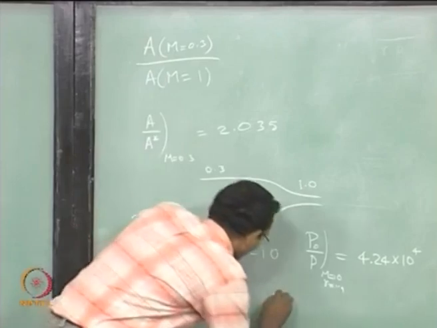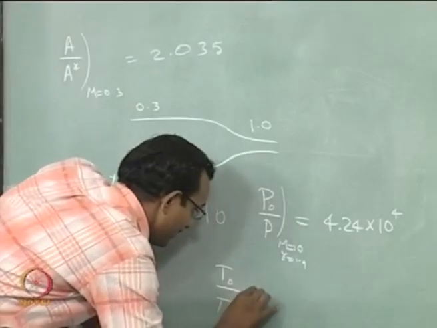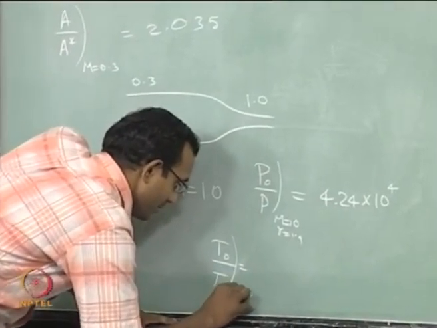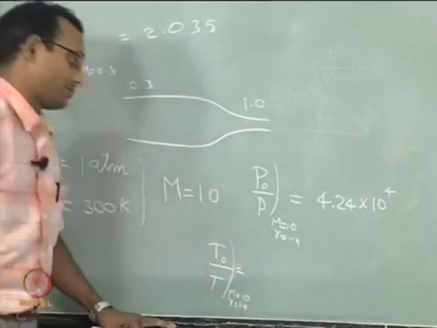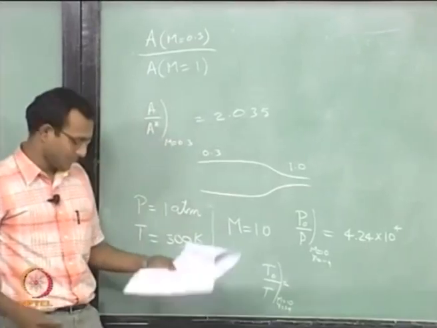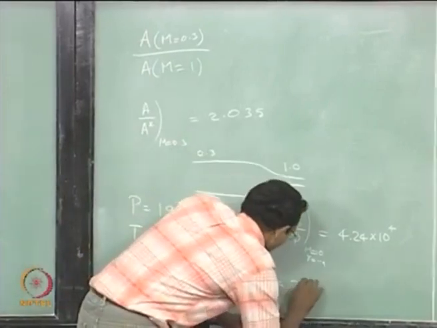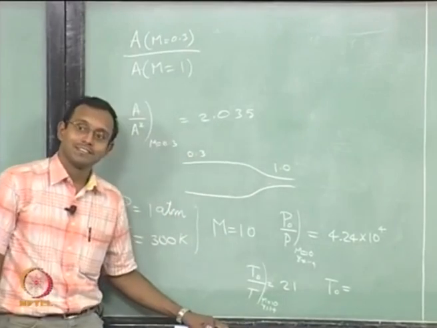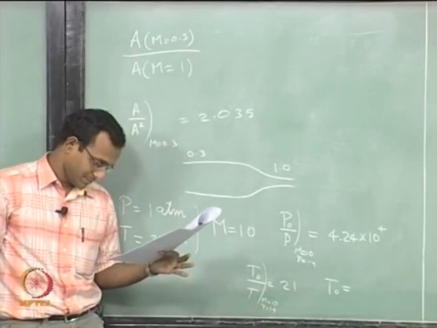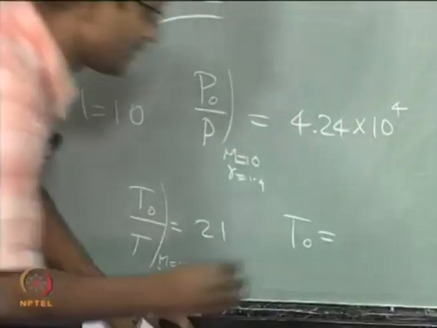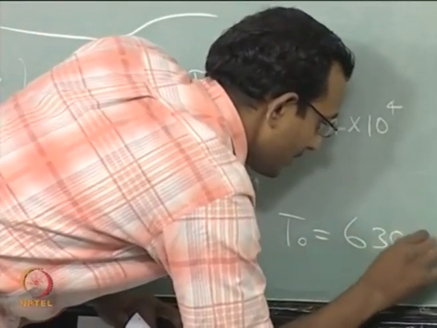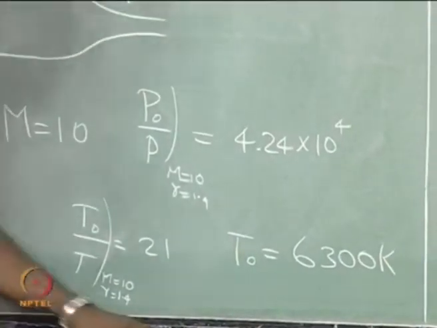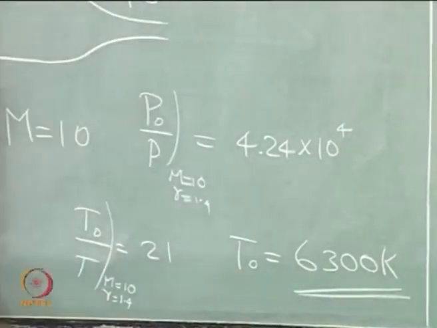Anyways, now we want T naught again for M equal to 10, gamma equal to 1.4. I just had to calculate this number also, that happens to be 21. So, my T naught will be easy to calculate, Kelvin. Okay. So, it is experiencing such high temperatures.